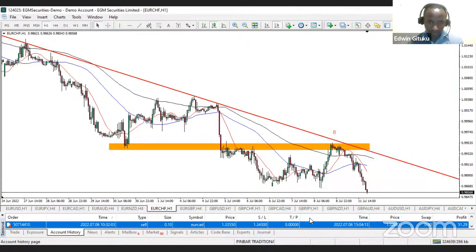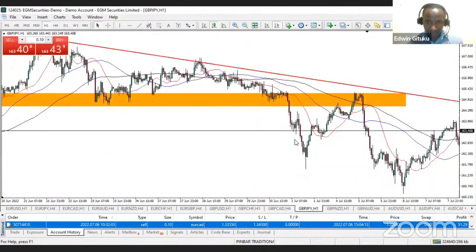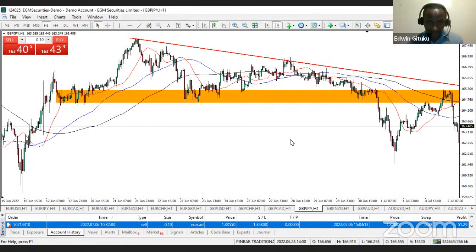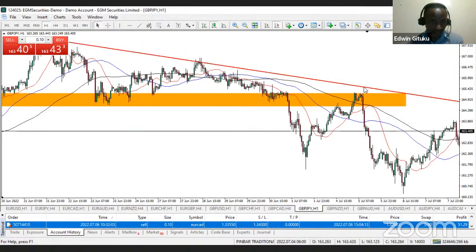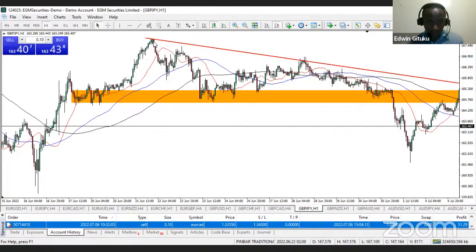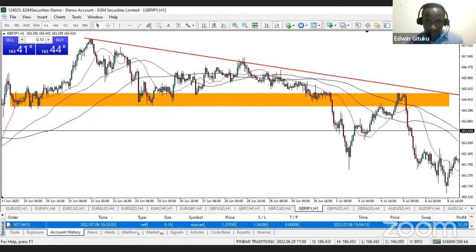Then we have pound yen. So pound yen has been on a downward move since this peak. It dropped, and along this zone it was serving as an area of support based on these two previous lows. Then it's at this point that we would have price breaking aggressively.